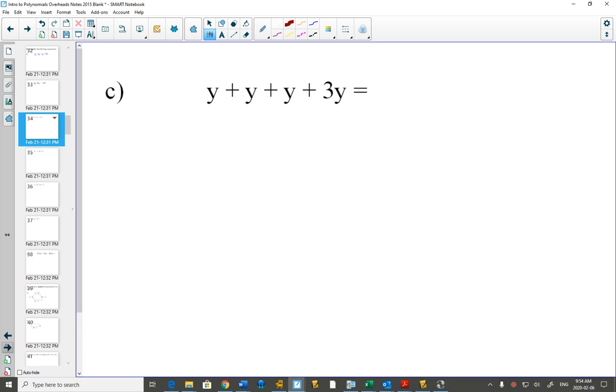Y plus y plus y plus 3y. We notice this, this, this, and this are all y's. How many would you have if you went 1 plus 1 plus 1 plus 3? 6y. Excellent.